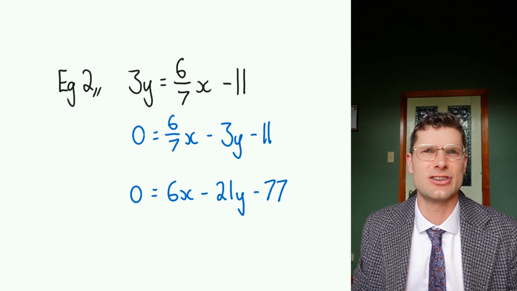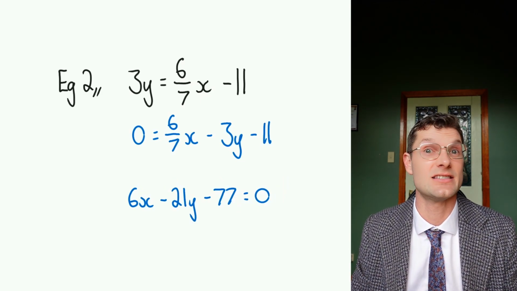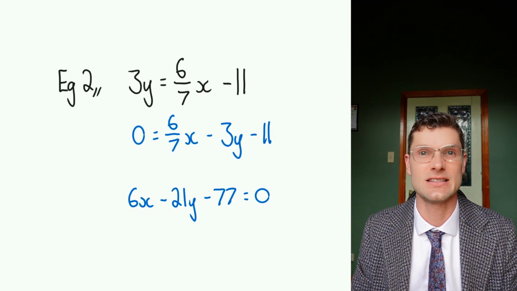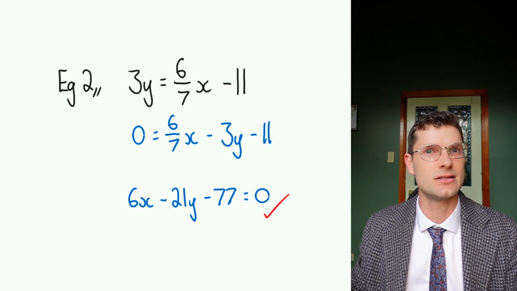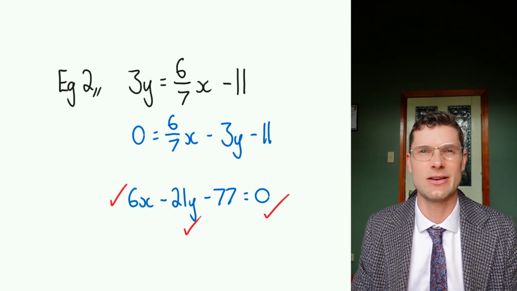Because equals just means equals, I can write them in either direction. I'm just going to write this as 6x minus 21y minus 77 is equal to 0. 0 by itself, x is positive, and there's no fractions, so I know I got this right.